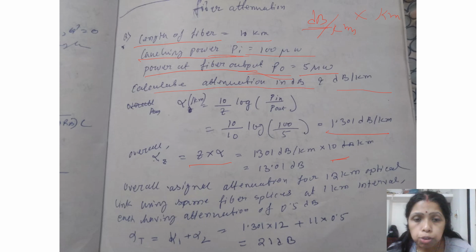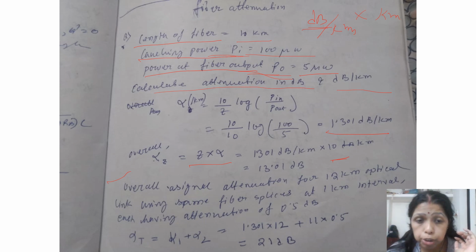Now, suppose there is another part. Calculate the overall signal attenuation for a 12 kilometer optical fiber, not dB per kilometer. The optical fiber has a length of 12 kilometer, right? And it is not only a simple optical fiber of 12 kilometer; this 12 kilometer optical fiber is connected with splicers. Some joint or connector is there. Using this connector, you join 1 kilometer optical fibers and make it 12 kilometer.